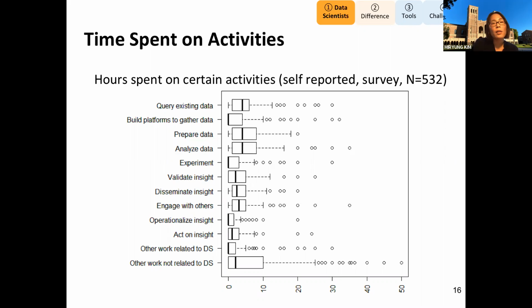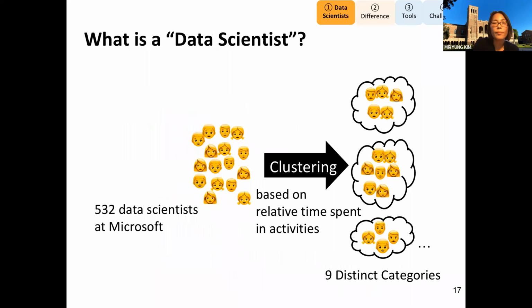there are many activities that data scientists work on, but when we actually looked at this time spent, there are different clusters or sub-roles where people spend different amounts of time on different activities. Somebody, or you in the audience, may think, what does a data scientist mean? Is it just a buzzword?